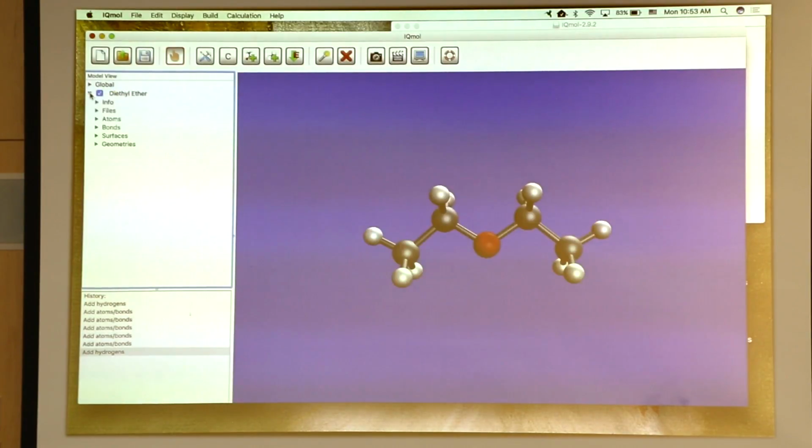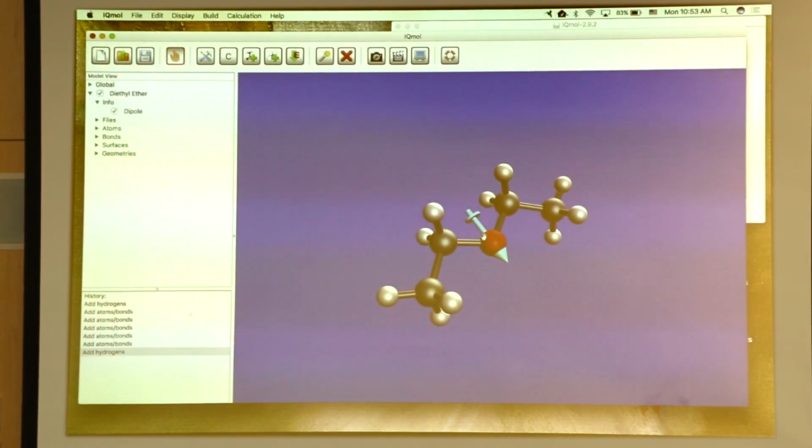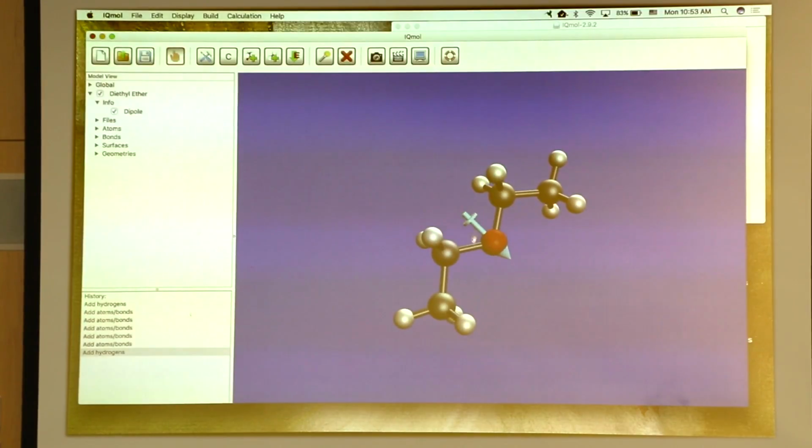There we go. Now it has a little star next to it, which lets me know that it's finished. So let's see. Info, so I can show the dipole moment. There we go, that little blue arrow. Its magnitude and direction is the dipole moment of diethyl ether. So it does have a dipole moment with its positive end pointing in that direction. That seems about right.